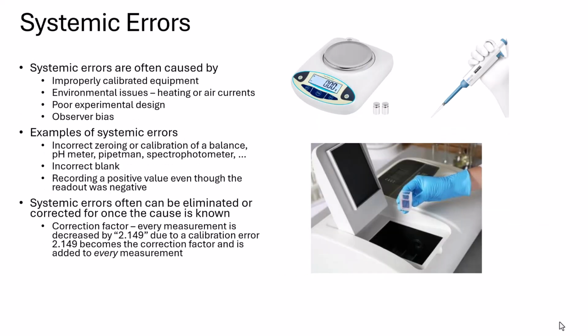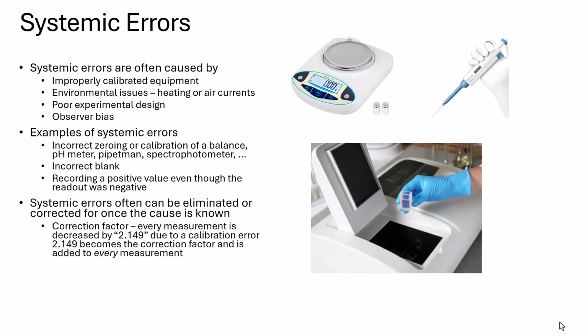Okay, systematic errors are often caused by improperly calibrated equipment. They could be caused by environmental issues, and so I've shown a balance here. Balances can be subject to temperature changes, especially electronic balances. So you need to keep those at the temperature you're going to use them at for multiple hours before you use them. You need to keep the balance away from air currents. That means overhead heating ducts. That means opening and closing doors.